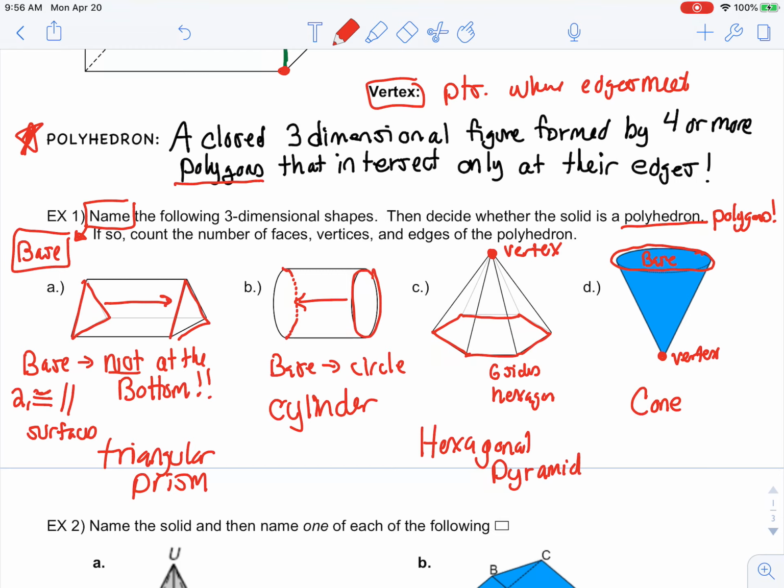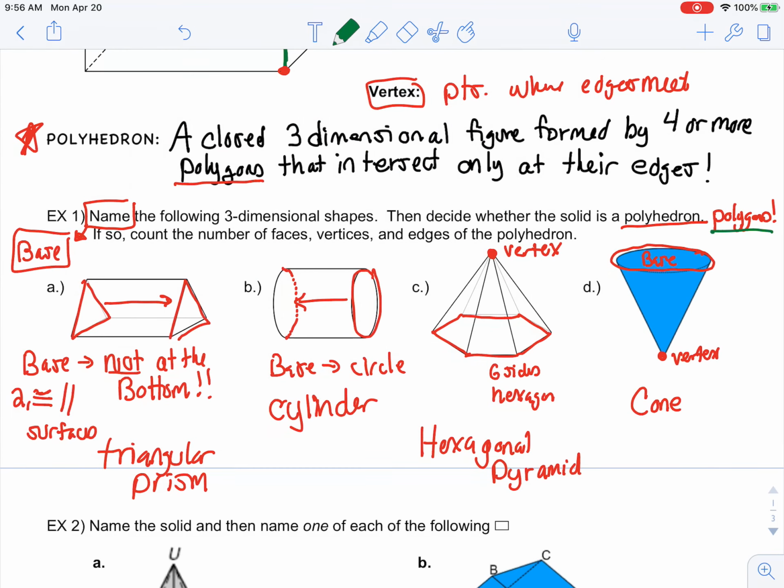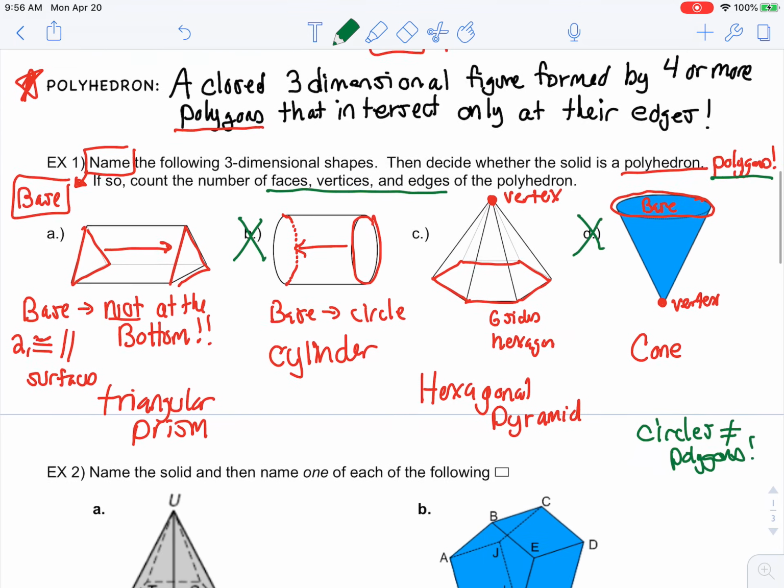Now, it does say decide whether each of these is a polyhedron. And we said that a polyhedron has to be made of polygons. So the only two here that would not be considered polyhedrons are the cylinder and the cone, and that's because circles are not polygons. Circles, cones and cylinders do fall often into the same category of three-dimensional shapes, but by definition, we technically cannot call these polyhedron.